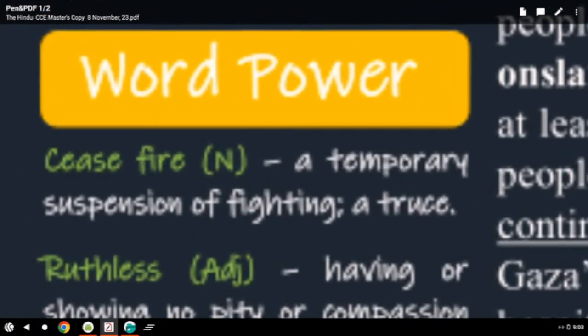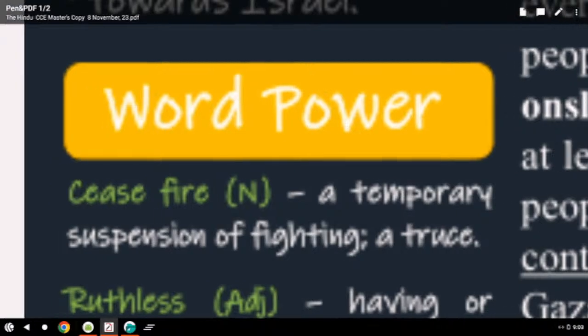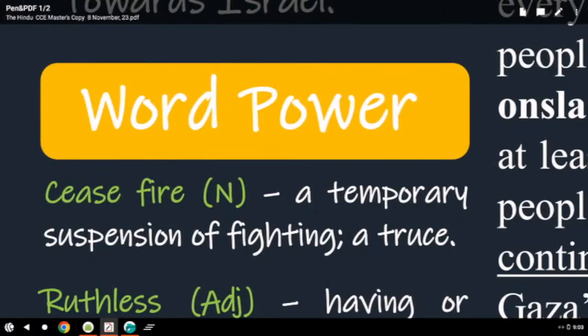Let us go to word power. What is the first word here? Cease fire. Cease is a separate word, fire is a separate word. But here it has been used as a compound noun. Please write compound noun. Compound nouns are very important, exam point of view. What is a compound noun? Usually a noun is one word. A compound noun may have two or three words.